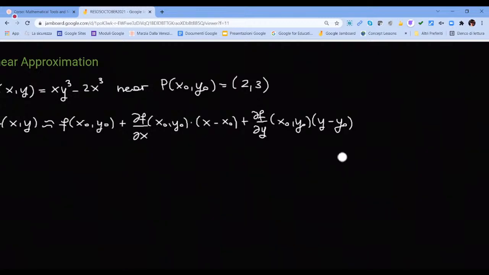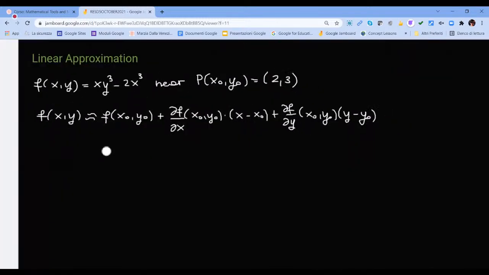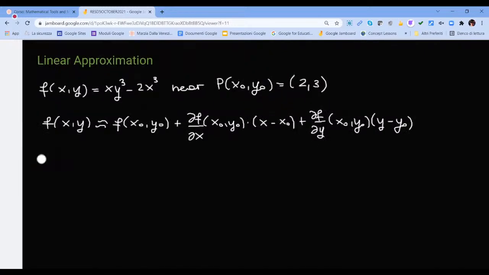Okay, fine. This is, I think, the formula that you have, and we can find a value. Okay, let's write the function. What should we compute? We can compute f of x0 and y0, that is the function computed at the point where x equals 2 and y equals 3. So it is f of 2 and 3.